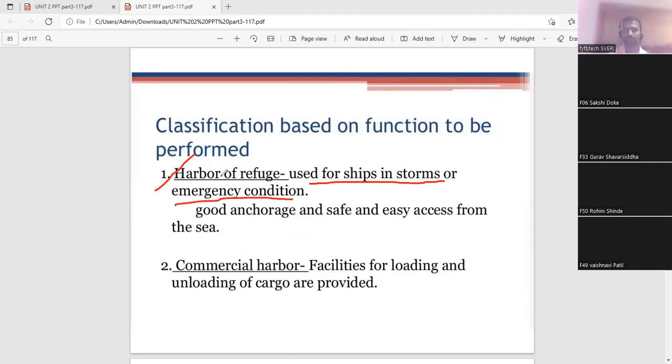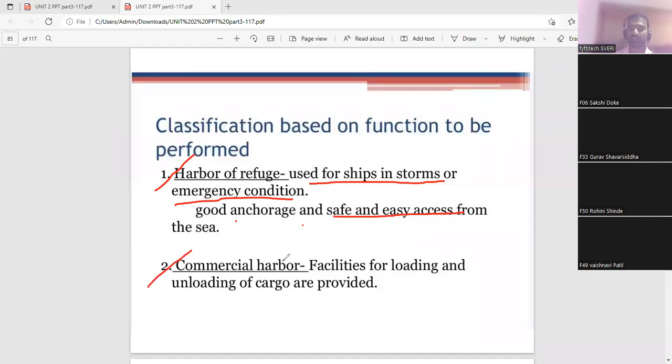This harbor of refuge is used when there is an emergency condition. It is a good anchorage with safe, easy access from the sea. Whenever there is a cyclone, we don't know in advance when it will come. At that time the harbor of refuge will help. Whenever there is an emergency, all the ships will come near the harbor of refuge and take shelter from very high tides or storms.